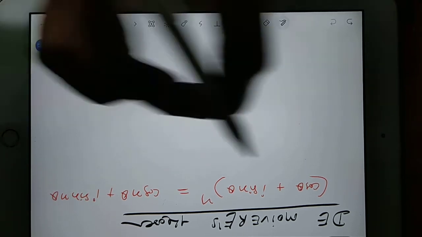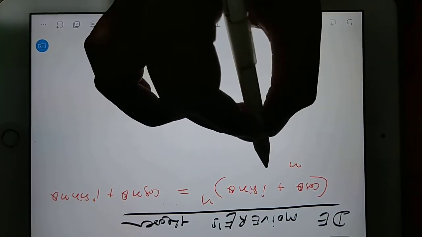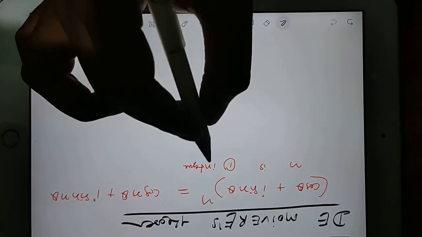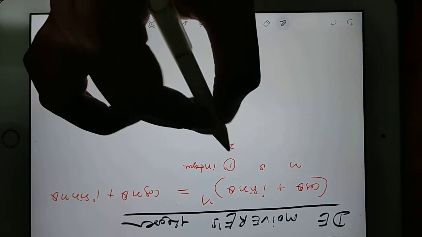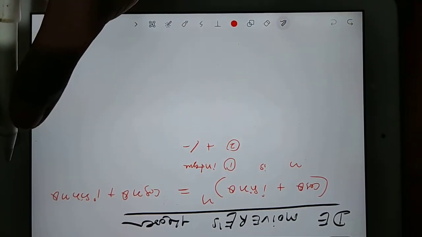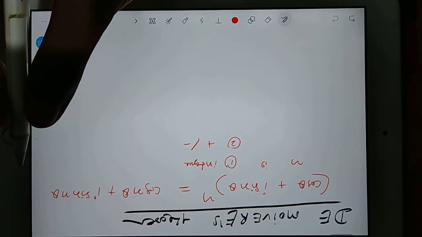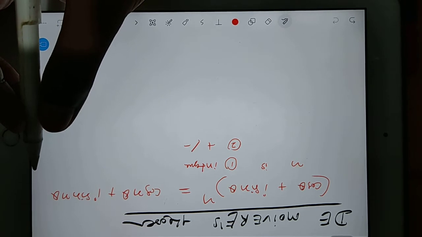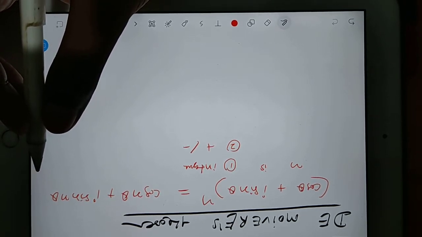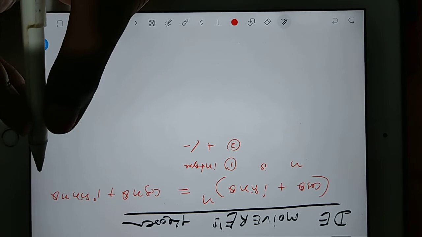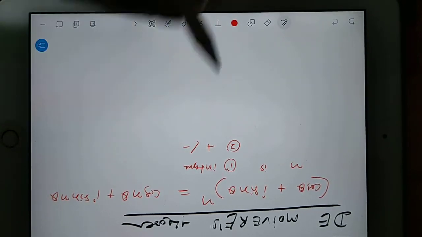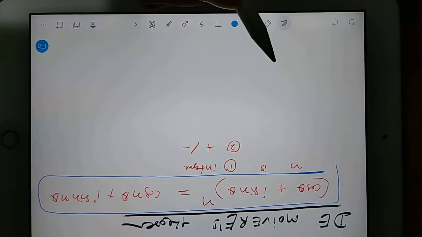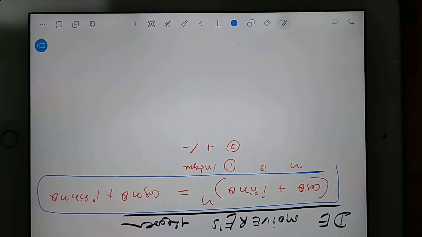And we have to consider n is integer, and second, it can be positive or negative. It is valid if n is integer, positive or negative. One small simplification we can do so that we can see how to use this theorem. This is the theorem, main thing. One small example we'll do so that we'll see how to use this theorem.